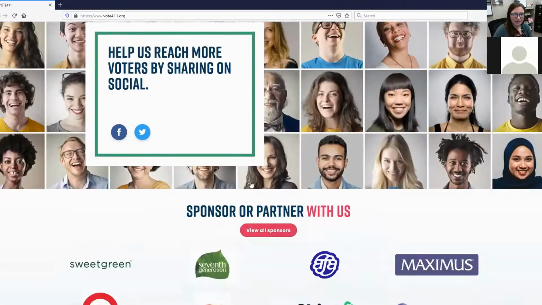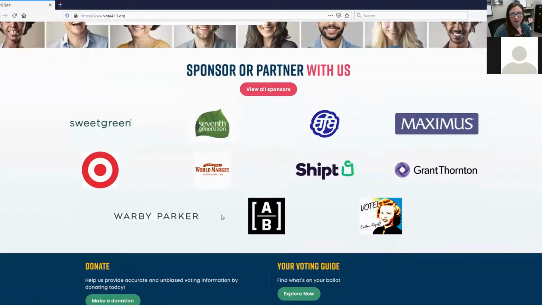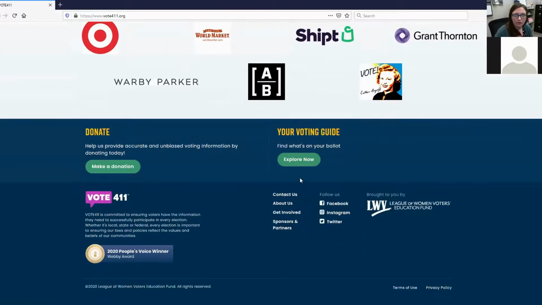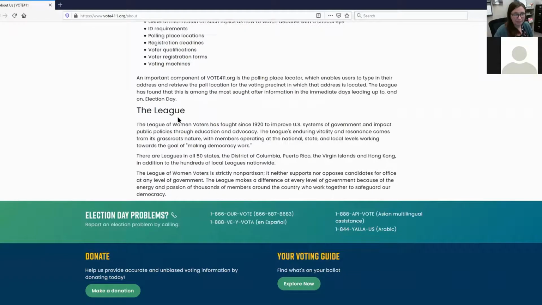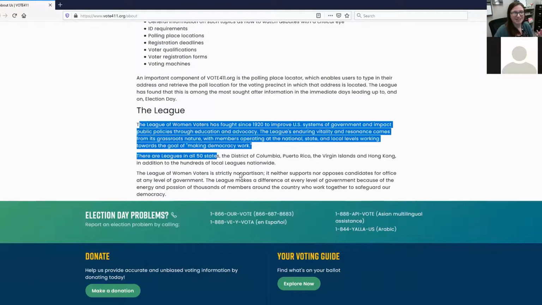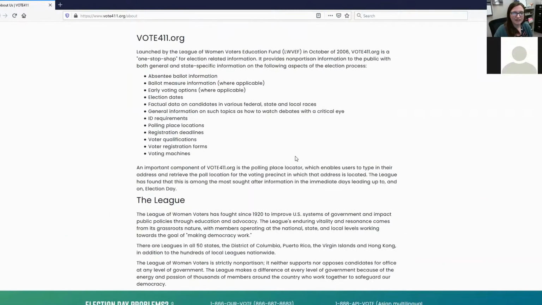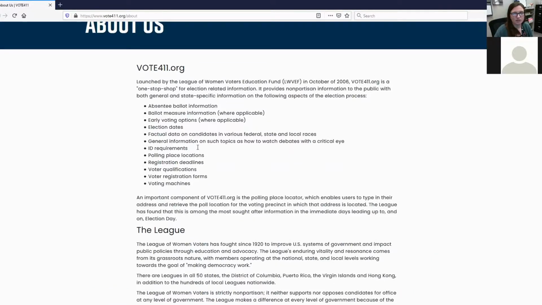We'll scroll down a bit. You can kind of see their partners here. They have a lot of corporate sponsors. We will get down to their About Us section, find out a little bit more about them. Pretty much plastered all over their About Us section is that they were launched by the League of Women Voters Education Fund, which is great. But as you go down, it just tells you more about the league and not as much about the actual site itself.